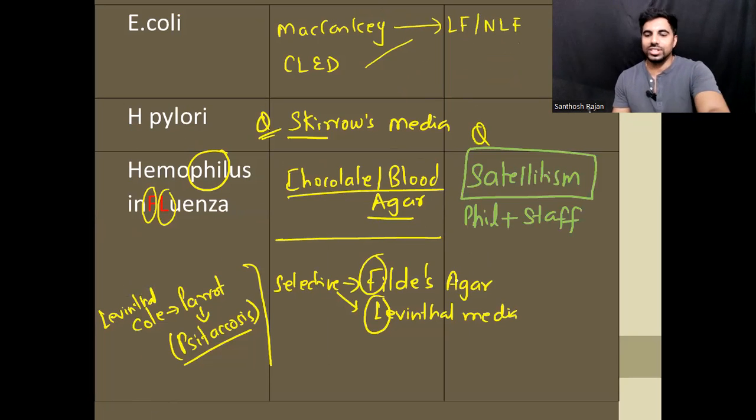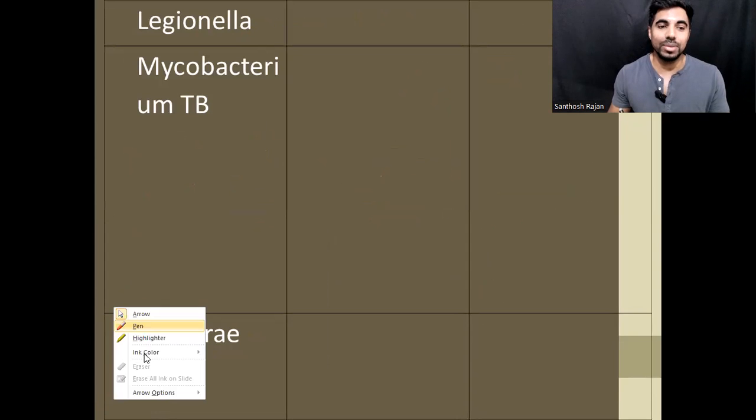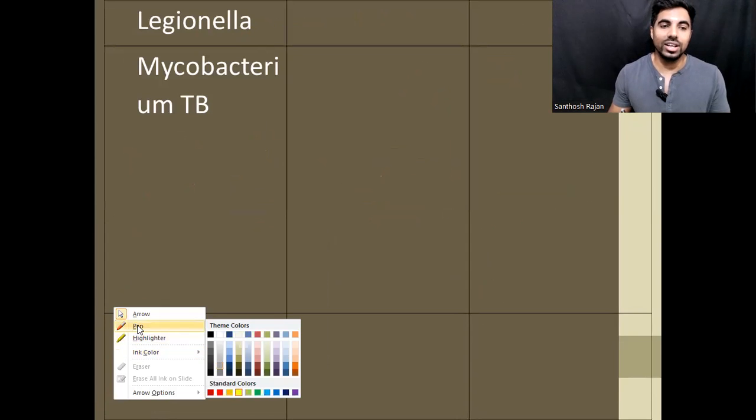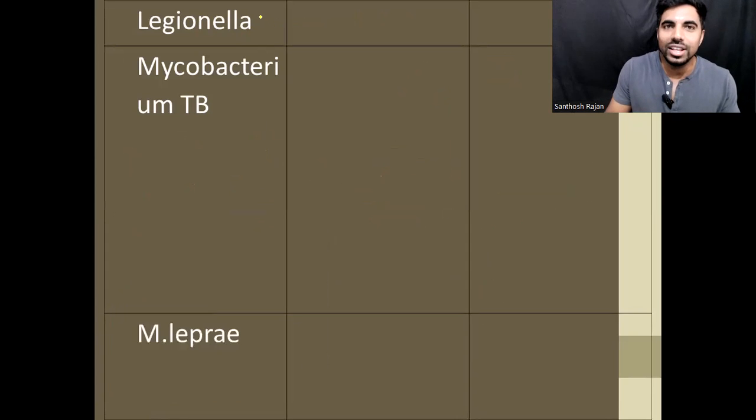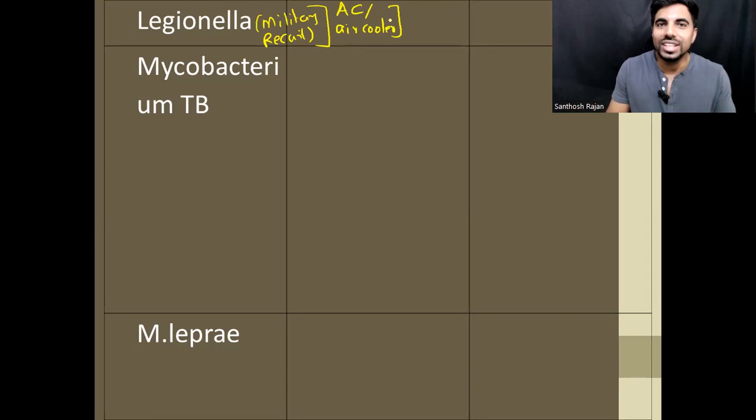Satellitism. Now next, Legionella. For Legionella, there's only one word. You see, I love Legionella. I told you repeatedly, this is my favorite guy. Legions means they are the legions, the military recruits. If you remember my story, legions, military recruits. Usually these people live in a closed room with ACs, air coolers, a very congested air cooler. Because of that, through the droplets of this water, they get what?